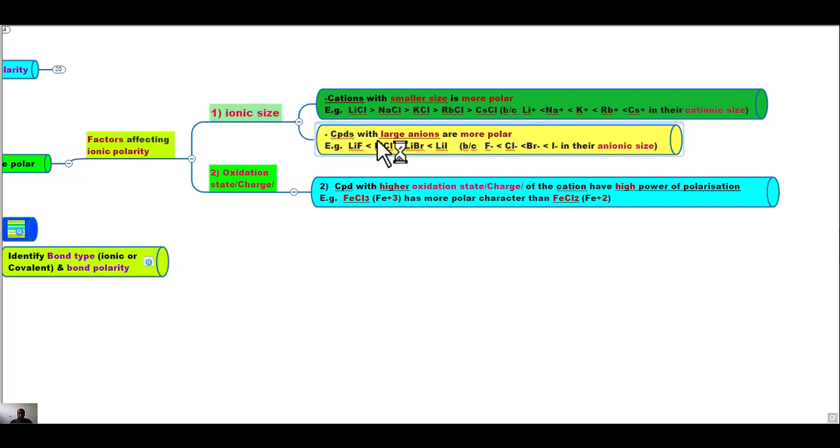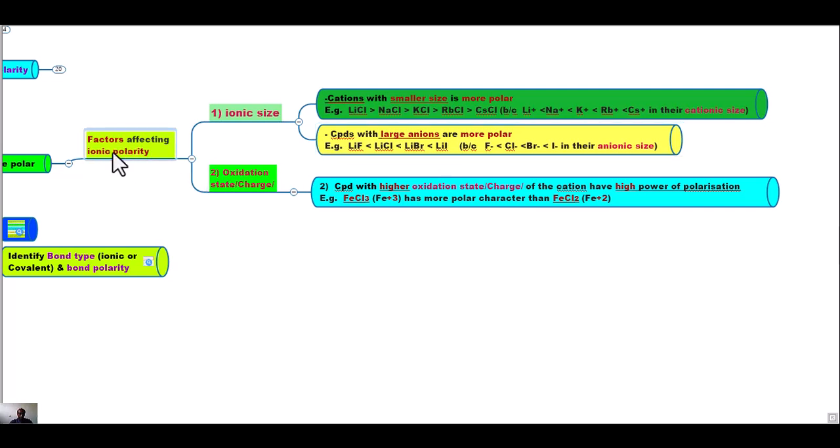And another thing is compounds with large anions. This is the anionic case. Compounds with large anions are more polar. If you consider the ionic characteristics of lithium fluoride, lithium chloride, lithium bromide, and lithium iodide, lithium iodide has more ionic character than the others because iodine has a large ionic size. Because of this, lithium iodide has high ionic character.